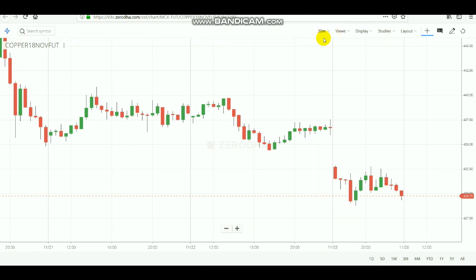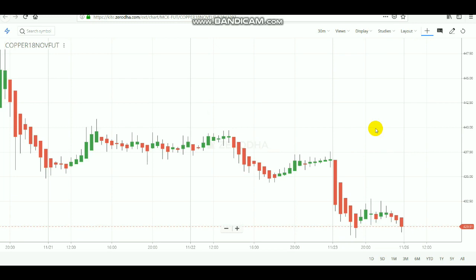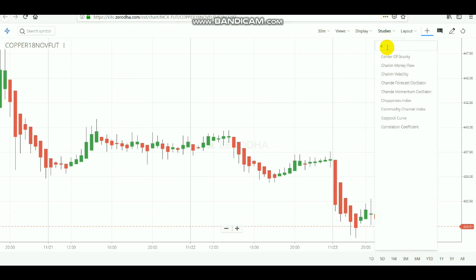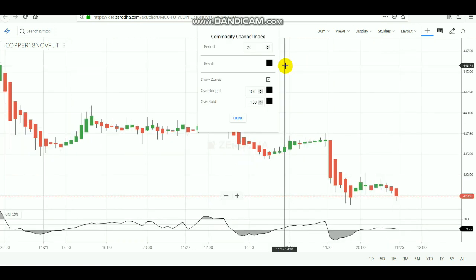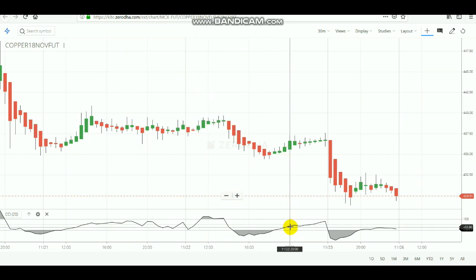You need to select Heikin Ashi, because we are going to use Heikin Ashi, not a basic candle, and then select CCI, the Commodity Channel Index. The overbought zone is 100 and the oversold zone is minus 100. The period is 20. Everything is default only. Select done, and after you select done, you can see the CCI at the bottom.